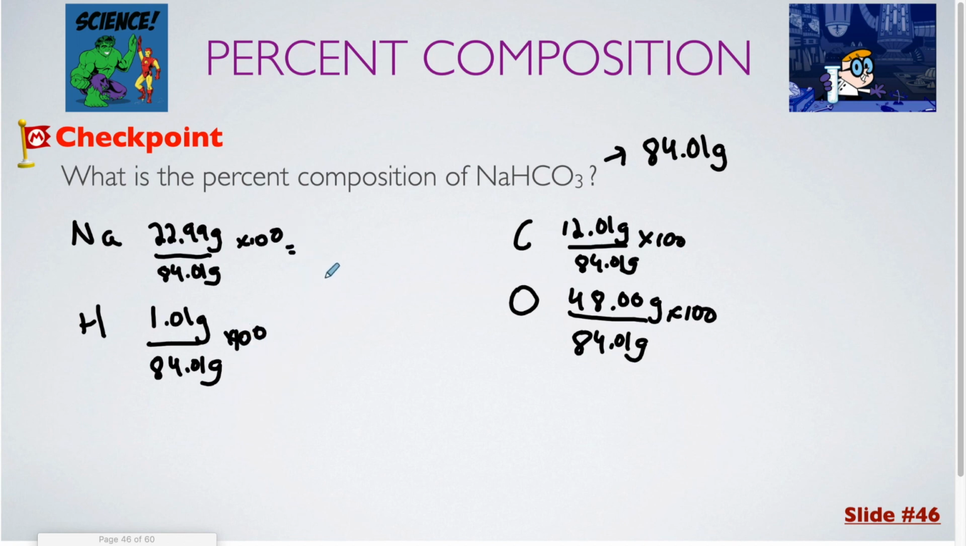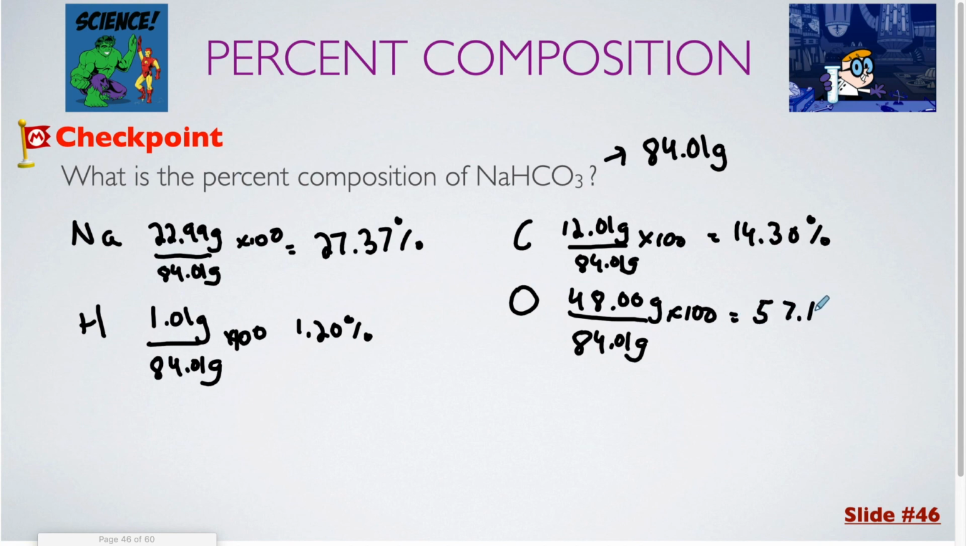All right, for our sodium, that's going to come out to 27.37%. Our hydrogen is 1.20%. Our carbon is 14.30%. And our oxygen is 57.14%.